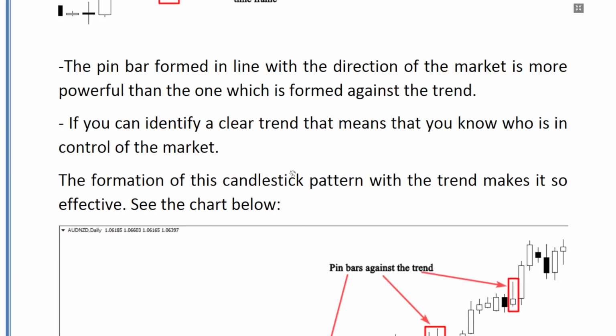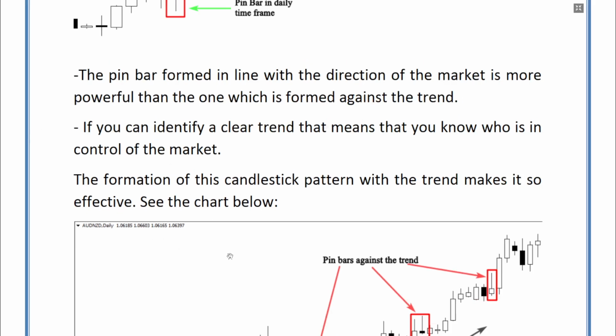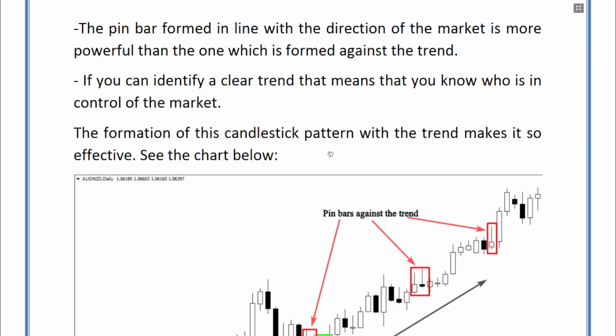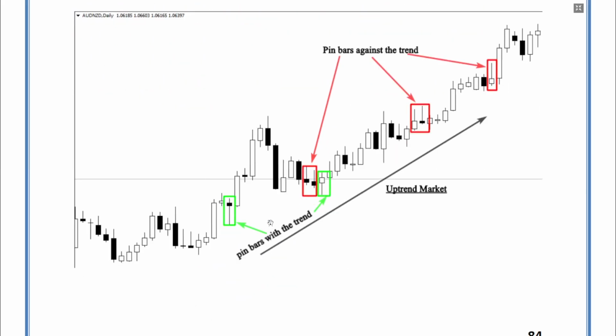All right, let us look at another one. Let us see this chart below, guys. So there you have a chart. We have a pin bar candlestick right here, another one right here, another one right here, and another one right here. And as you can see, this is an uptrend market.